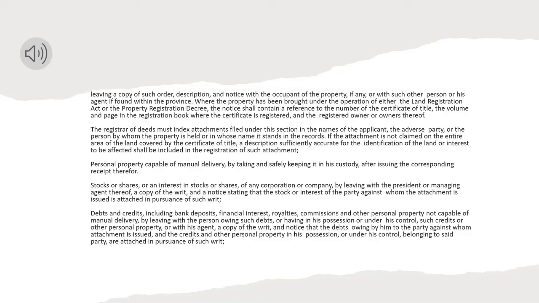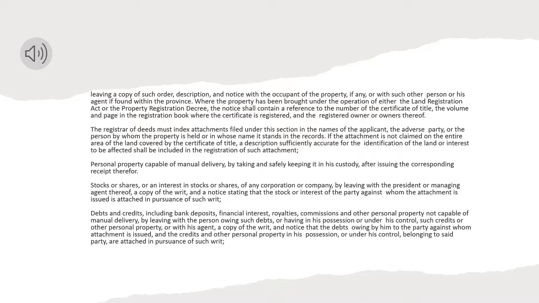on the records of the Registry of Deeds in the name of any other person, by filing with the Registry of Deeds a copy of the order, together with a description of the property attached, and a notice that it is attached, or that such real property and any interest therein held by or standing in the name of such other person are attached, and by leaving a copy of such order, description, and notice with the occupant of the property, if any, or with such other person or his agent if found within the province.